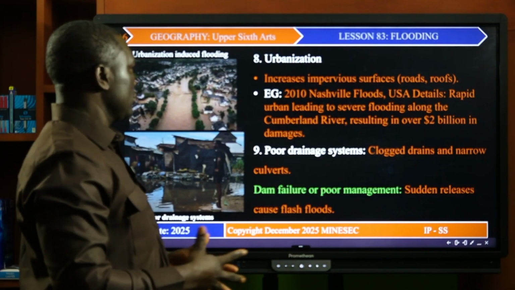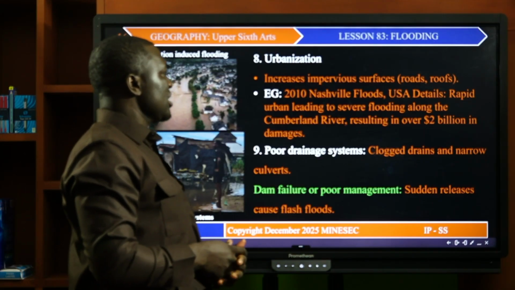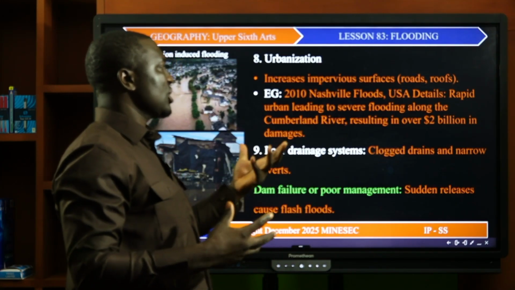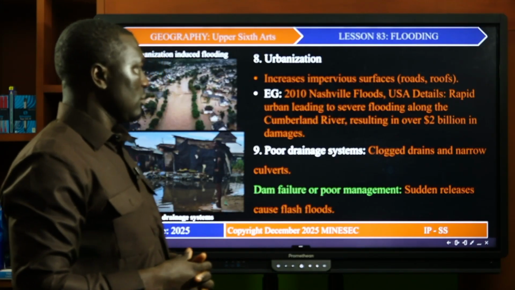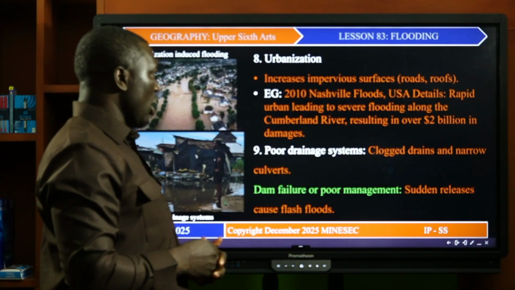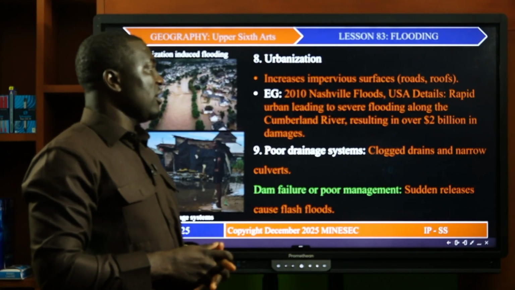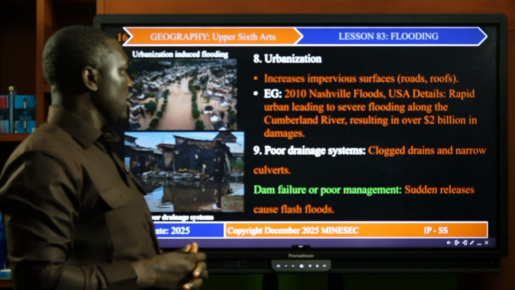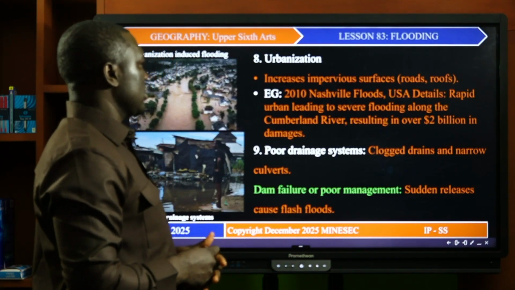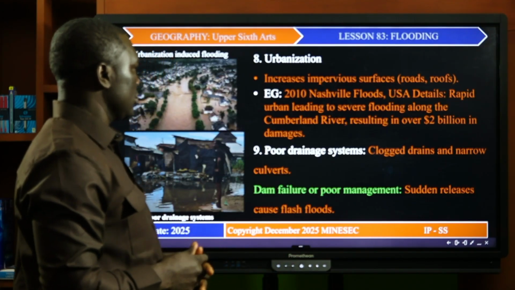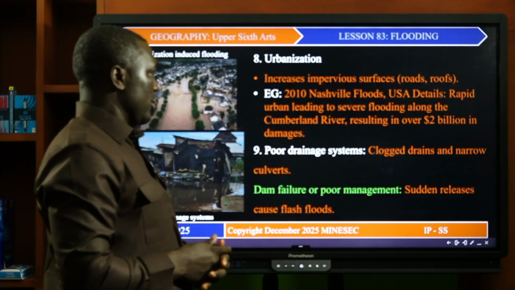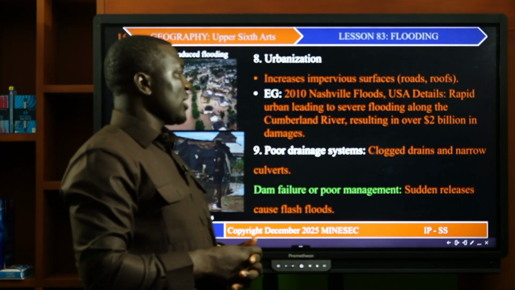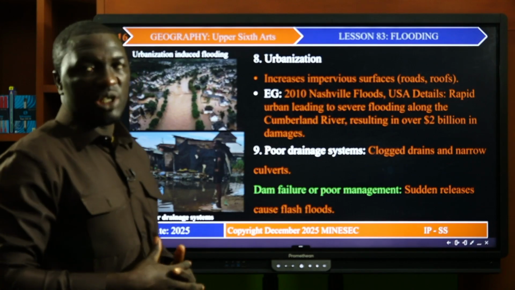Urbanization increases impervious surfaces like roads and roofs. In 2010, at Nashville, that is USA, a rapid urban flood occurred where the Cumberland River resulted in over 2 billion dollars in damages.